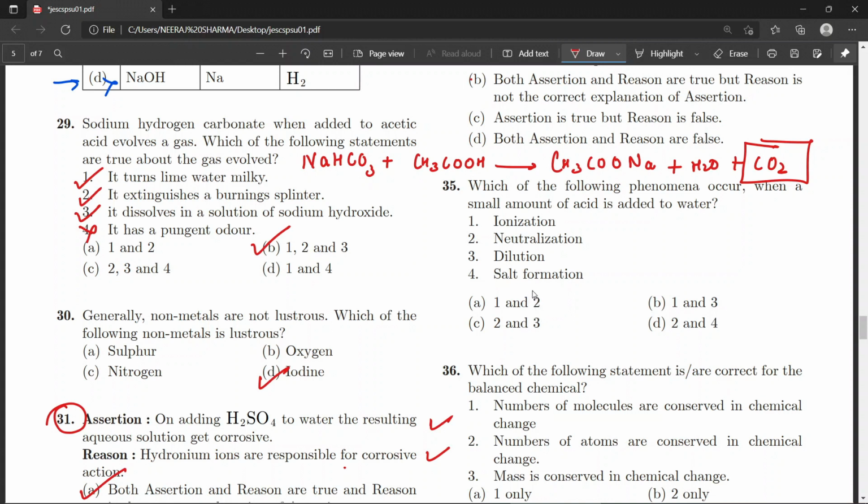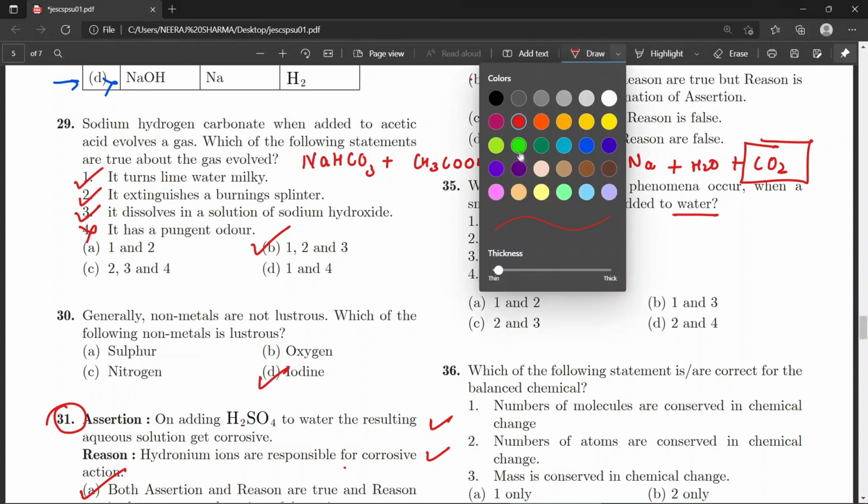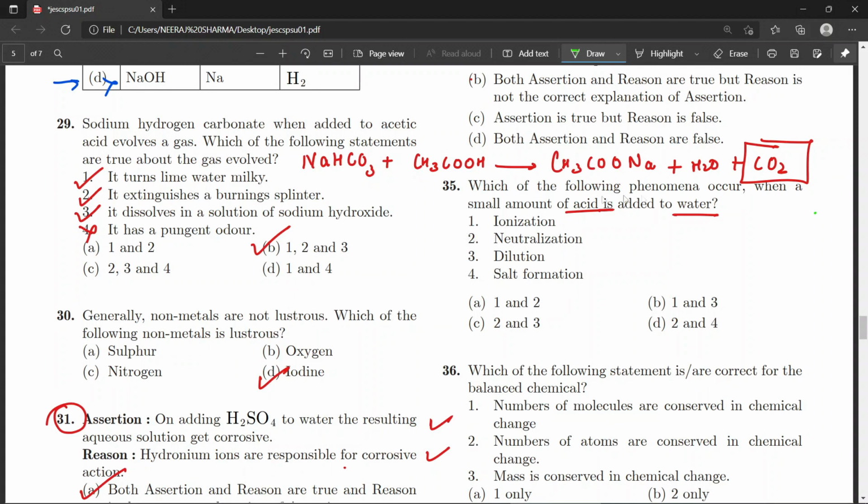Which of the following phenomena occur when a small amount of acid is added to water? So when a small amount of acid is added to water, you must know which of the following occur, right? Is it ionization, neutralization, dilution, and salt formation? The basic thing which you have to notice over here is that the acid and the water are given here, not the acid and the base. Sometimes you get confused and think that a base is given here and you go for option 2, right? So you have to be very, very careful. Now, when the acid is added to water, of course, dilution occurs and there is a little amount of ionization also. So it is 1 and 3, right? So option B is the correct option.